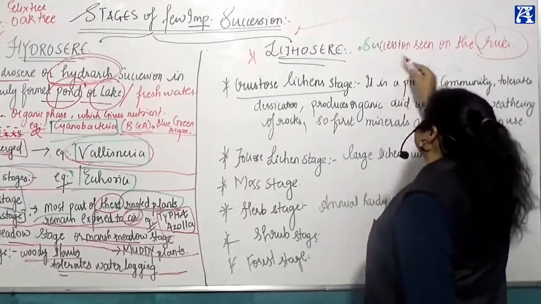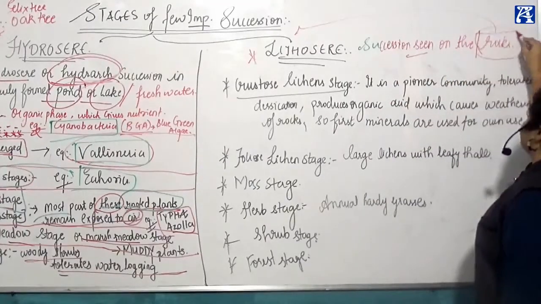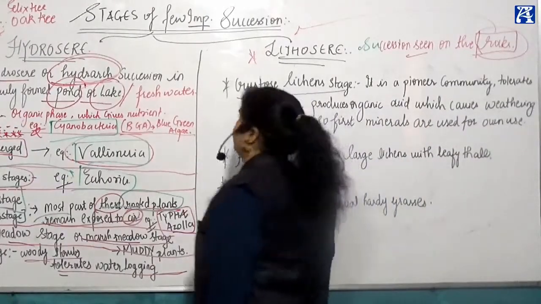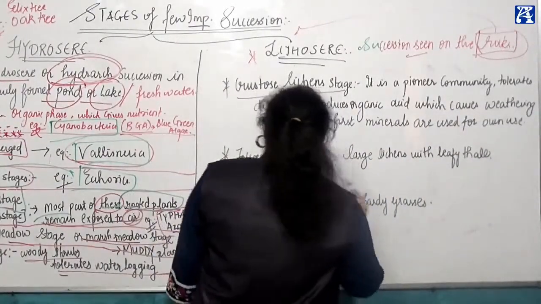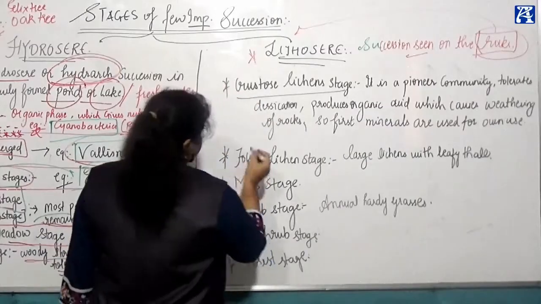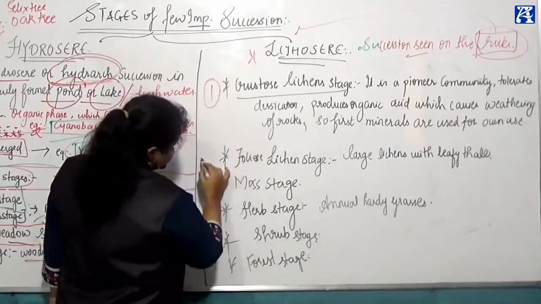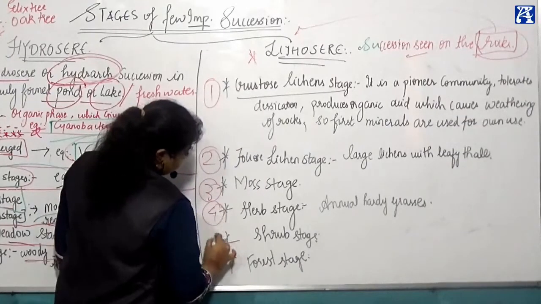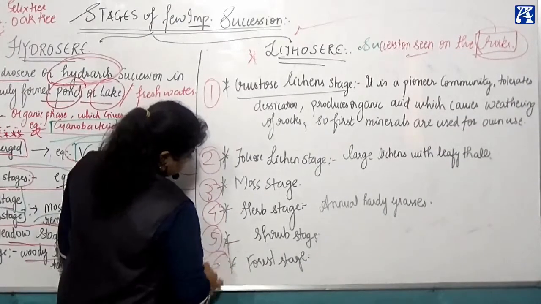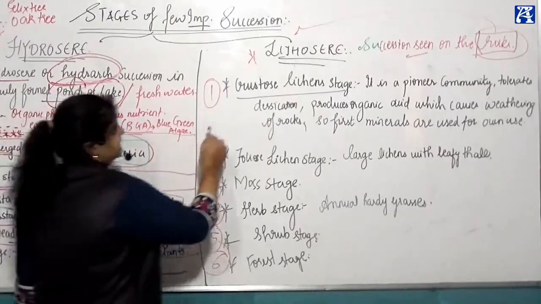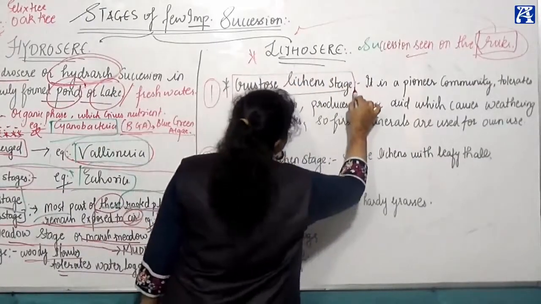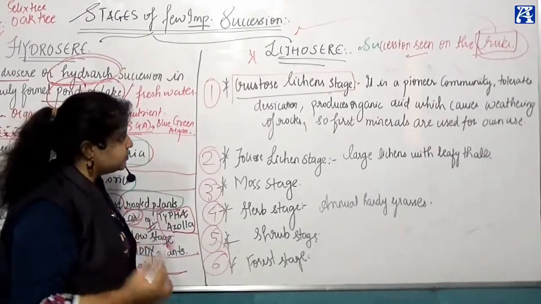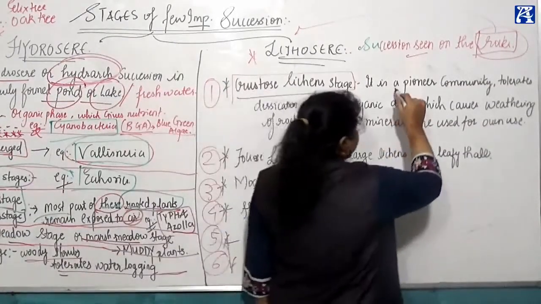Lithosphere, I said, succession seen on the rocks. That kind of succession is called what? Is called lithosphere. Then comes, इसके भी कुछ स्टेजेस हैं. इसके कौन कौन से स्टेजेस है? ये फर्स्ट स्टेज है, सेकेंड स्टेज है, थर्ड स्टेज है, फोर्थ स्टेज है, फिफ्थ और सिक्स्थ है. ओके, फर्स्ट स्टेज क्या कहता है? Crustose lichen stage. Crustose lichen stage, which means first of all it is a pioneer community.